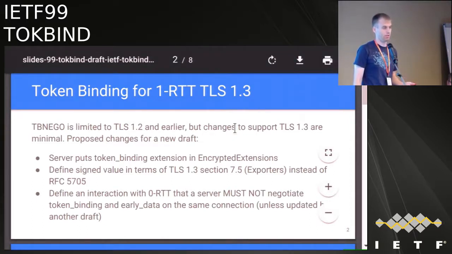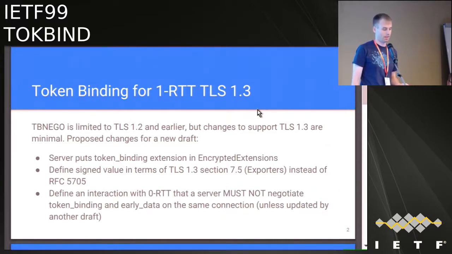In TBNG, we limited this to TLS 1.2 and earlier. But to support TLS 1.3, there are some really minor changes to make. I just wanted to get feedback from the group. Should we write up a separate doc? This would be a pretty short draft to cover the changes needed for supporting token binding in TLS 1.3, or can we just roll it into the existing draft that I've been working on for zero RTT connections?